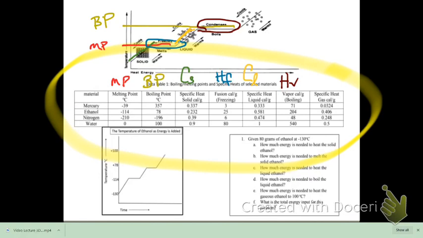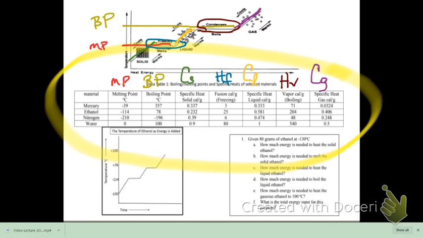And then finally, of course, we're going to want to heat up the gas to whatever temperature they're asking for. So this is the specific heat of those substances in gaseous phase. Now, this information will be provided for you as you do your problems.